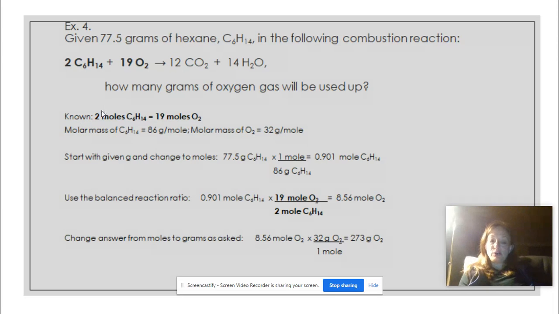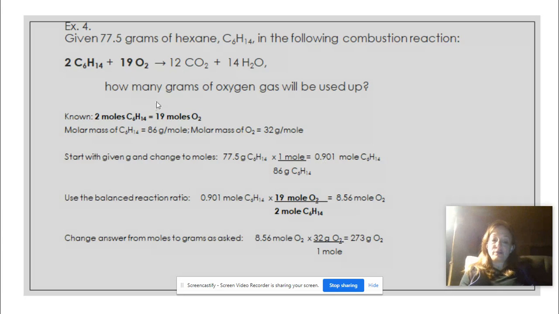Notice we know that 2 moles of hexane will react with 19 moles of oxygen, but we don't have moles of hexane. So let's find moles of hexane. That's what we're going to do first. 77.5 grams of hexane times 1 mole over the molar mass of hexane will give me the number of moles of hexane as 0.901 moles.